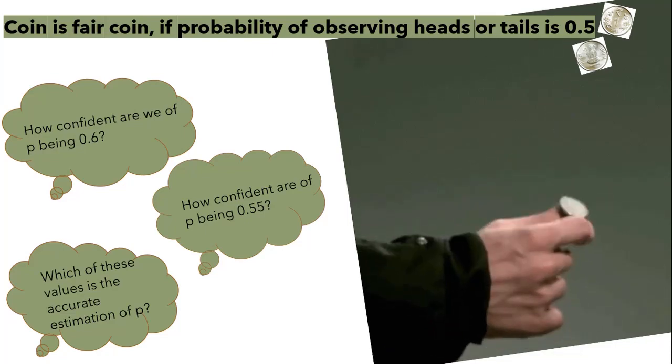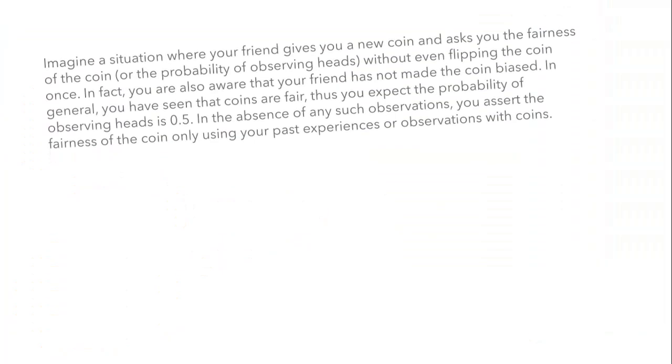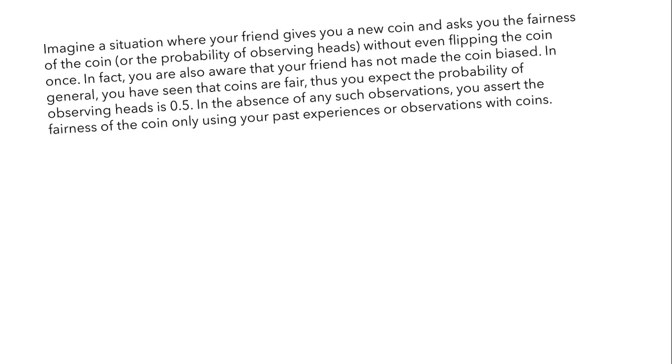Now just imagine a situation where your friend gives you a new coin and asks you for the fairness of the coin without even flipping the coin once. So by making use of your past experiences or observations, you'll expect the probability of getting a head as 0.5, as you already know that you have equal chances of getting either heads or tails.